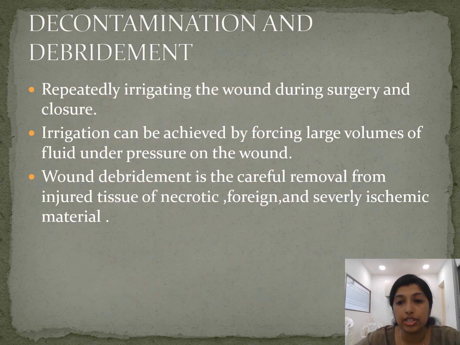The next principle is decontamination and debridement. Repeated irrigation of the wound during surgery is a must, and closure should be done. The irrigation can be achieved by forcing large volumes of fluid. Usually the fluid that we use is normal saline under pressure on the wound. Wound debridement is the careful removal of necrotic, foreign, or severely ischemic material from the injured tissue.